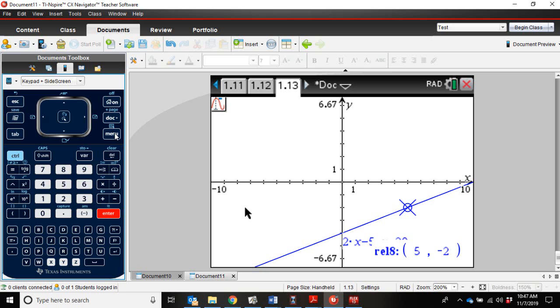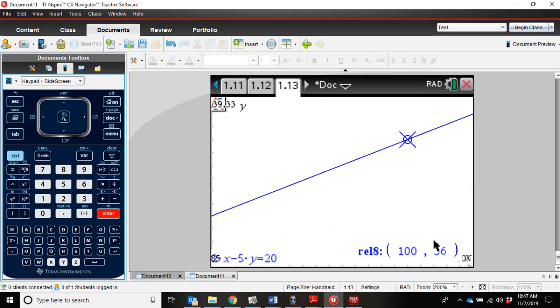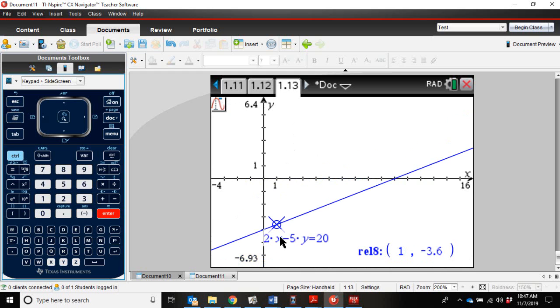Find me the answer at negative 3. So that means you're going to type in negative 3, and you'll tell me the ordered pair is negative 3, negative 5.2. Type in 0. The answer is negative 4. Type in 100. The answer is 36. Okay, so let's go back to type in 1. And my answer is negative 3.6. So you can type in any x value you want to figure out the y value.